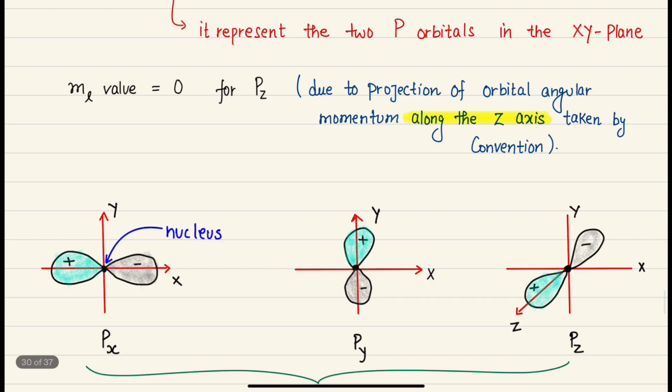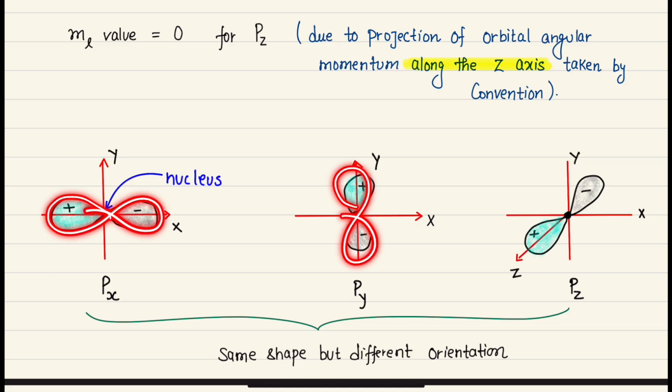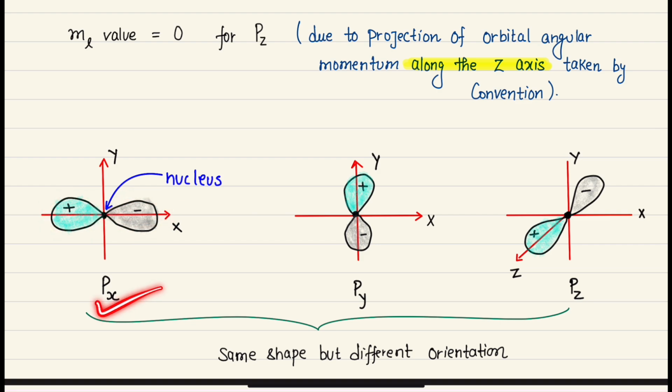Now see, these are the p orbital shapes. The shapes are not changing. All are dumbbell shaped; all the p orbitals have a dumbbell shape. If the lobes are on the x-axis, it is called px. If the lobes are oriented on the y-axis, it is called py. If the lobes are oriented on the z-axis, it is called pz.